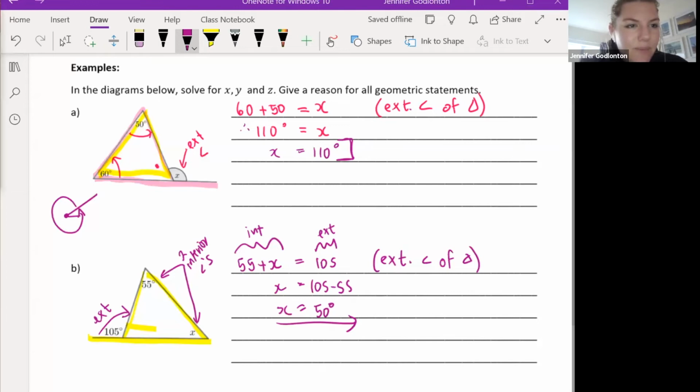Atizolo, how can I help? Ma'am, for the 360, what is the basic reason? Because at my school we use revolution or something like that. The reason that we use is angles around a point for that one.